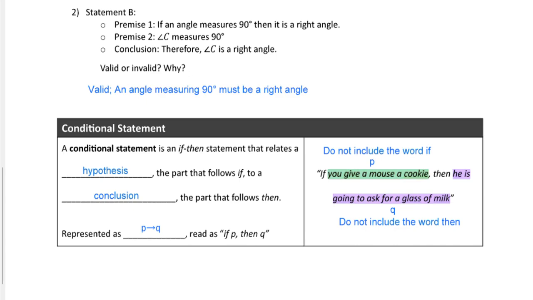So over here, if you give a mouse a cookie, then he is going to ask for a glass of milk. Well, after the word if is the hypothesis, which I can label with the letter P. And when I highlight the hypothesis, I want to make sure I do not include the word if. Then if I want to highlight the conclusion, it is everything that follows the word then, and I do not include the word then. So he is going to ask for a glass of milk. So that is how we correctly identify the hypothesis and conclusion. Make sure we are understanding that when we do that, we are not including the words if and then. All right, let's go to the next page here.